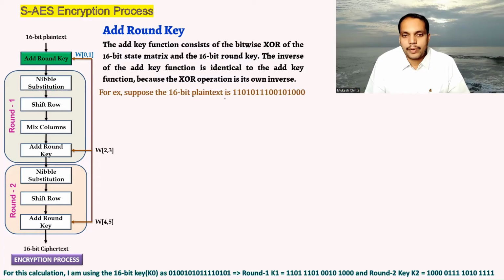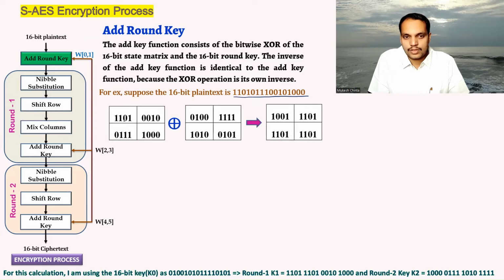Let me pick up a 16-bit plain text. My 16-bit plain text is this. What did I tell you? The 16-bit plain text has to be organized in the form of nibbles in a state matrix. So let me write this down. These are my first 4 bits, these are my next 4 bits, these are my next 4 bits, and these are my next 4 bits. This is my plain text, which is my original 16 bits.